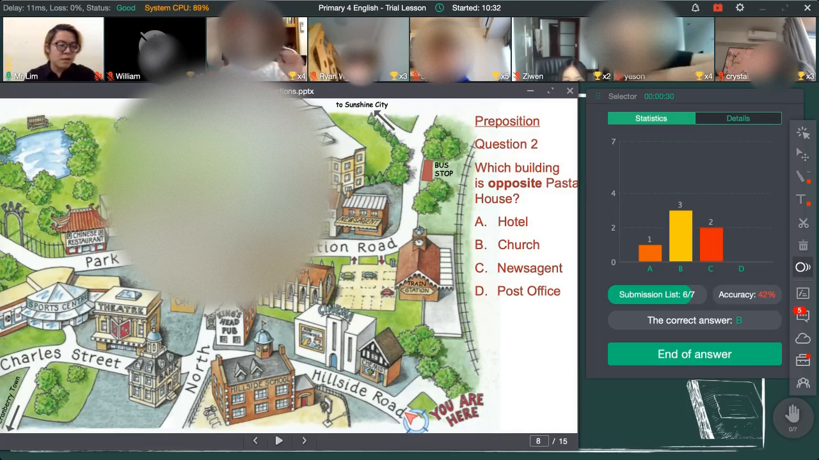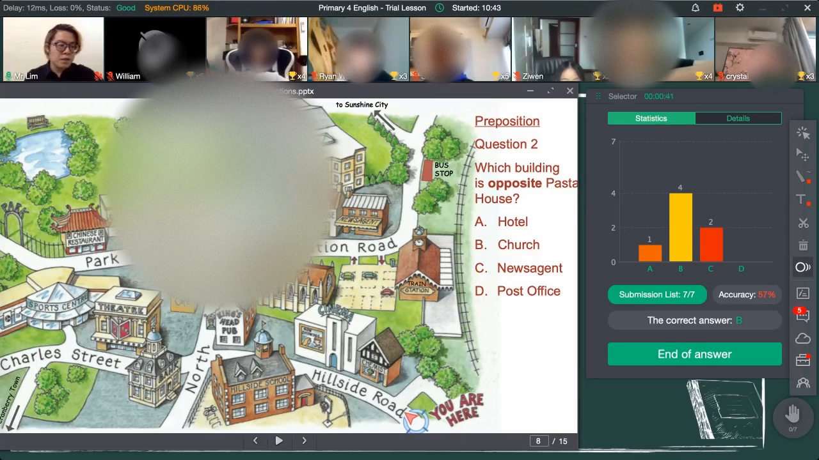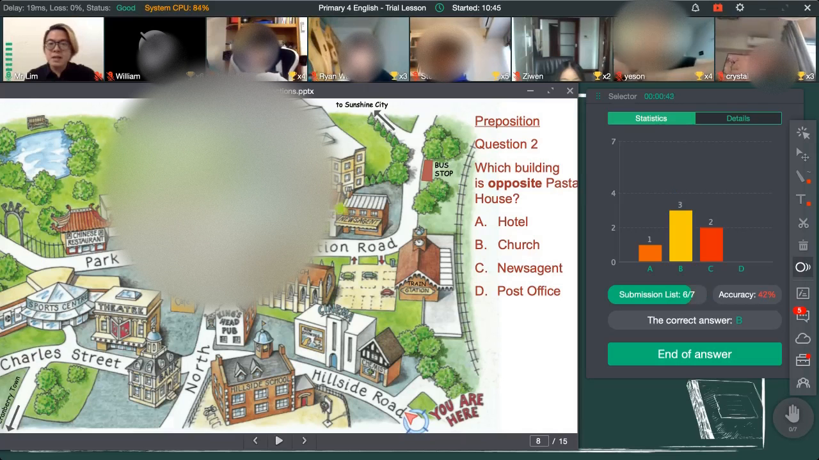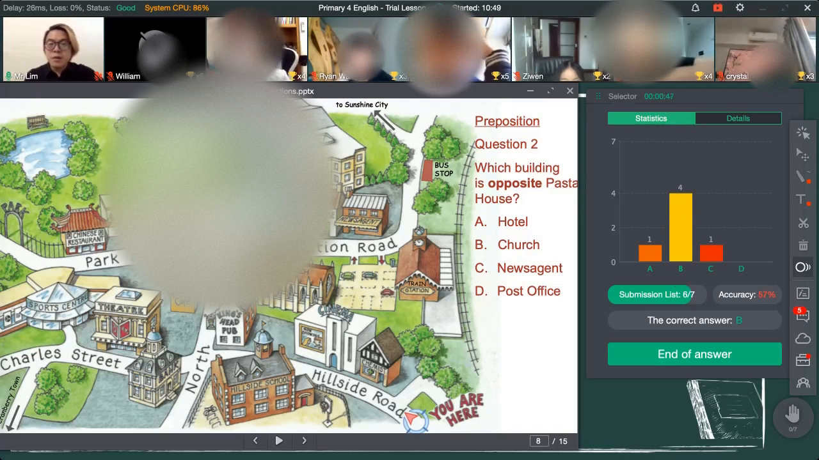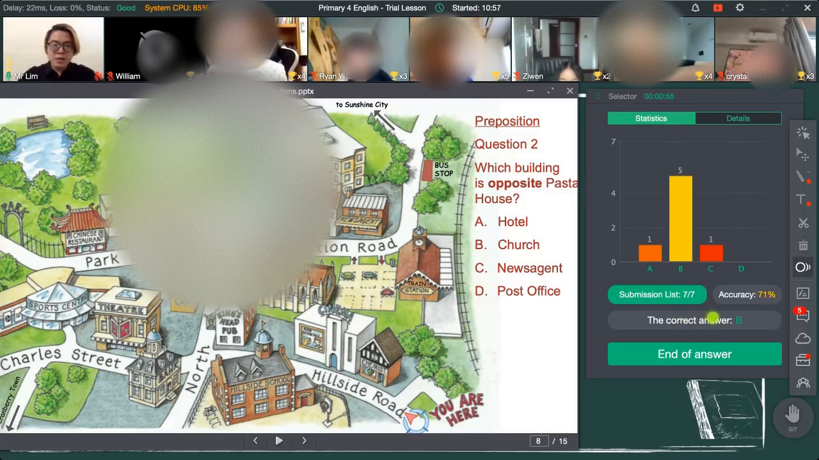Interesting answers I have here. Pasta House. Which building is opposite? Okay, remember what is the meaning of opposite? Opposite means across. Okay, across the road, opposite. A pasta house is a place where someone goes to have a meal with pasta. Okay, pasta is a Western cuisine, Italian cuisine. All right, someone is changing answer.